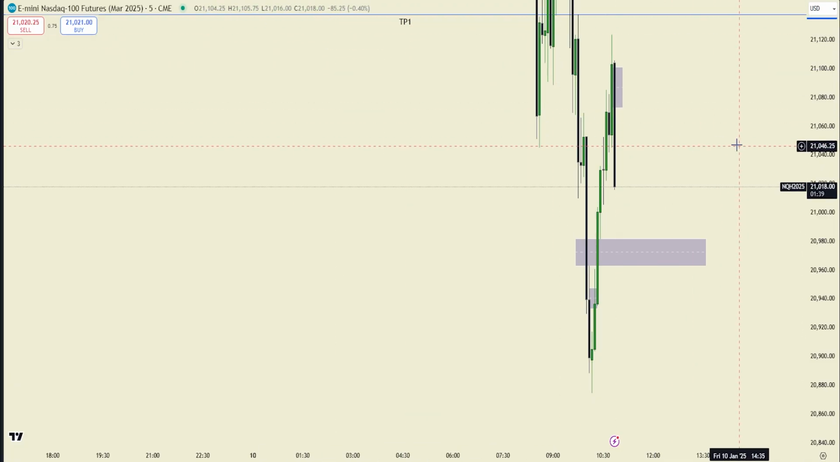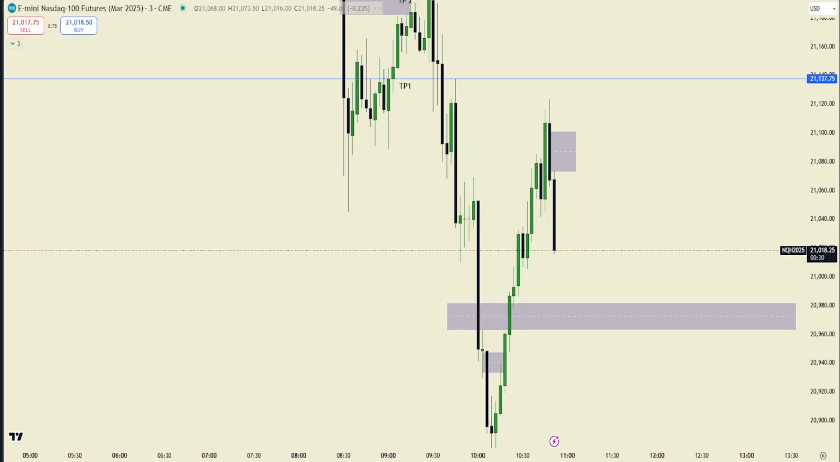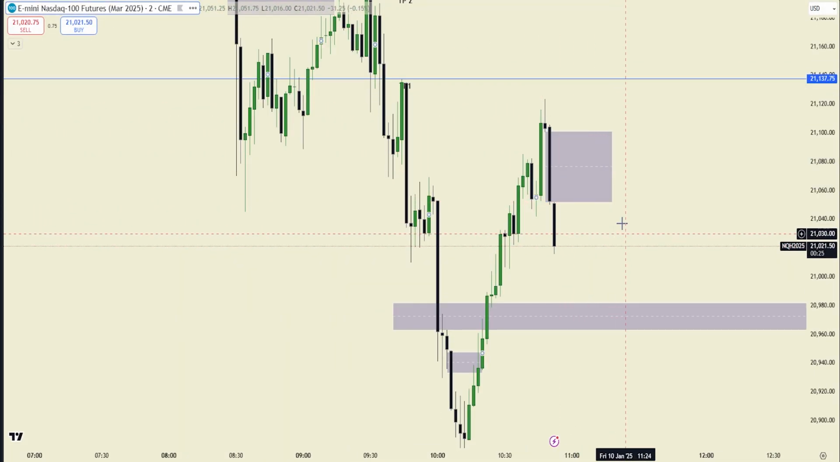All right, so there's the 5 minute break even there. So scale plus break even. So now like a 2 minute backup here would be nice, but the stop is pretty big.